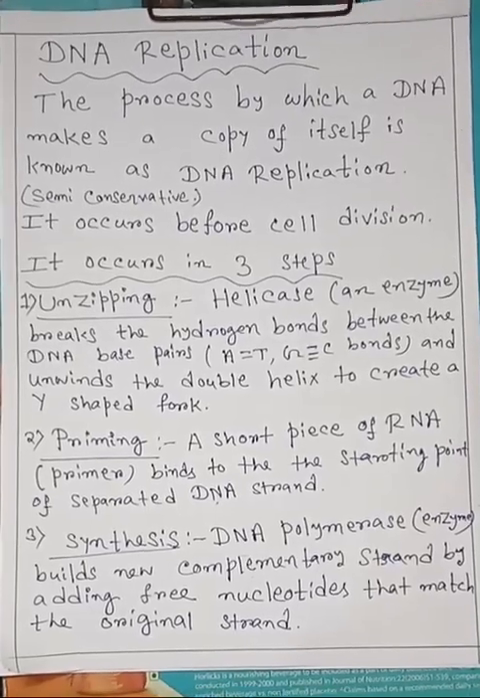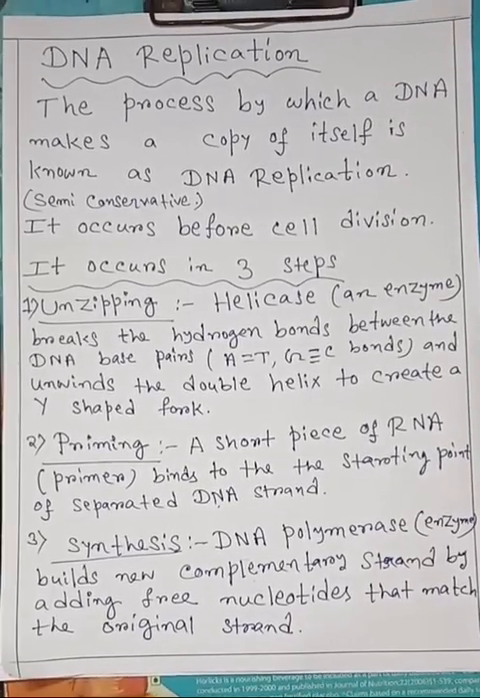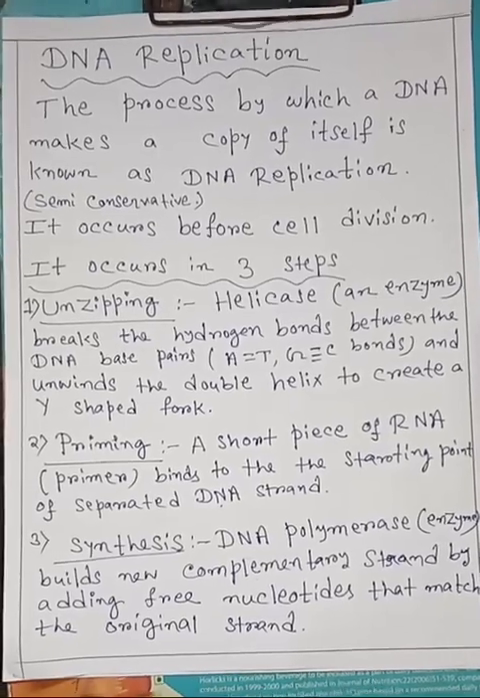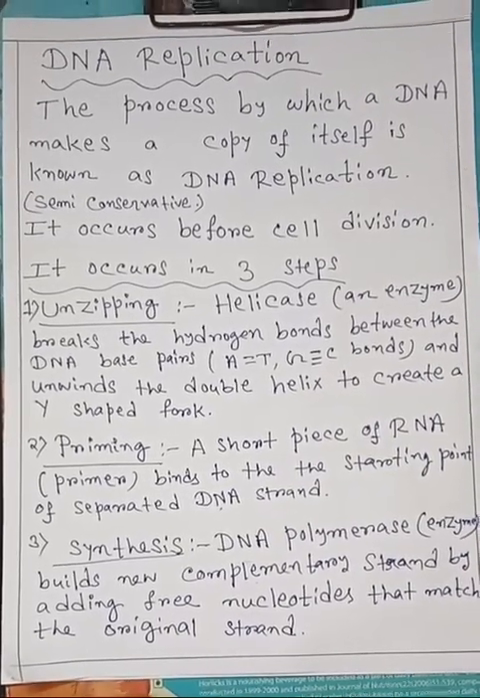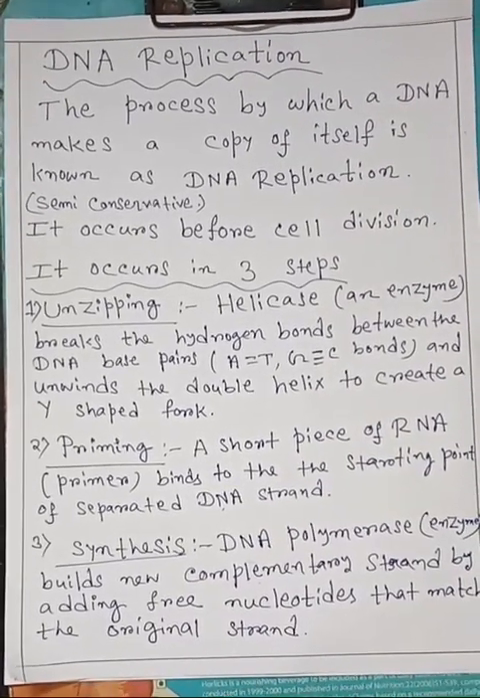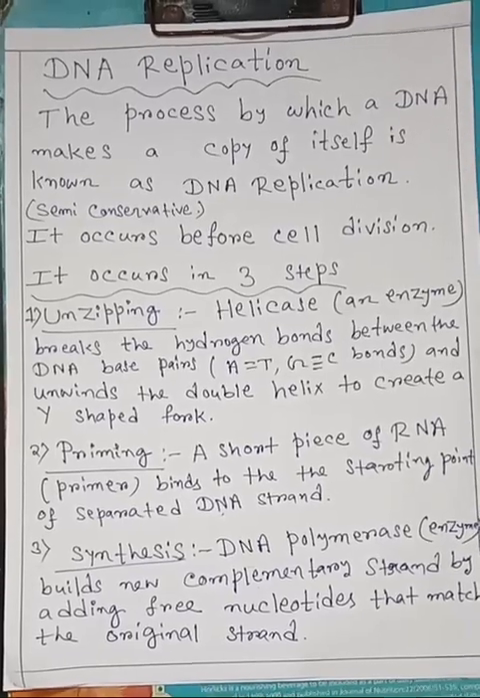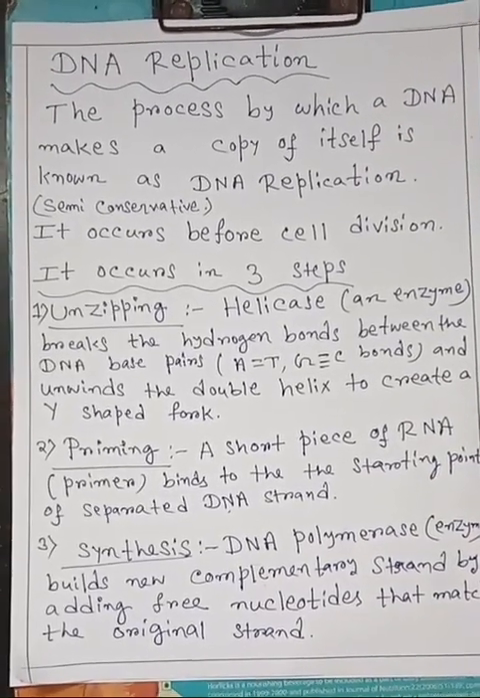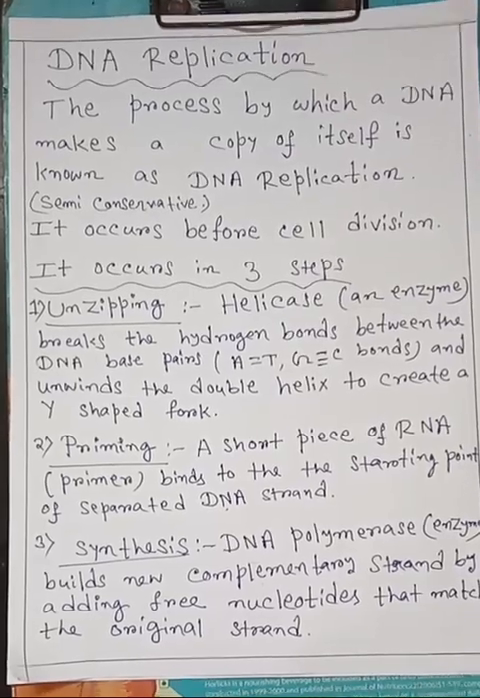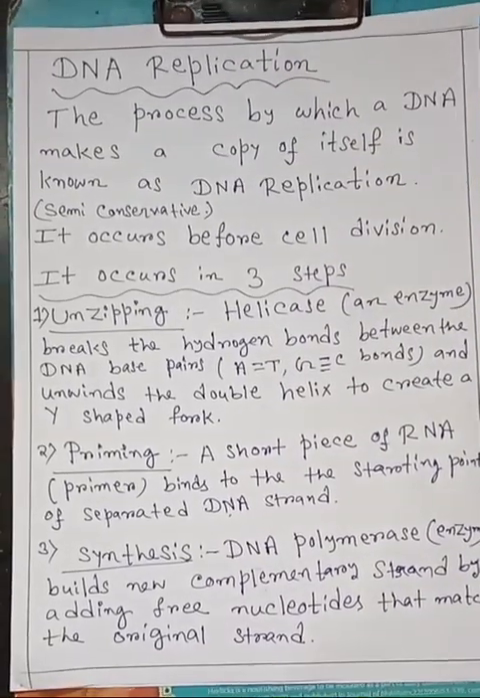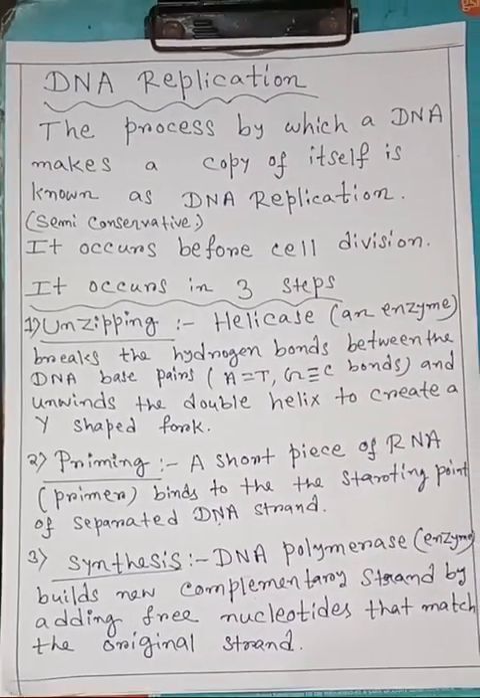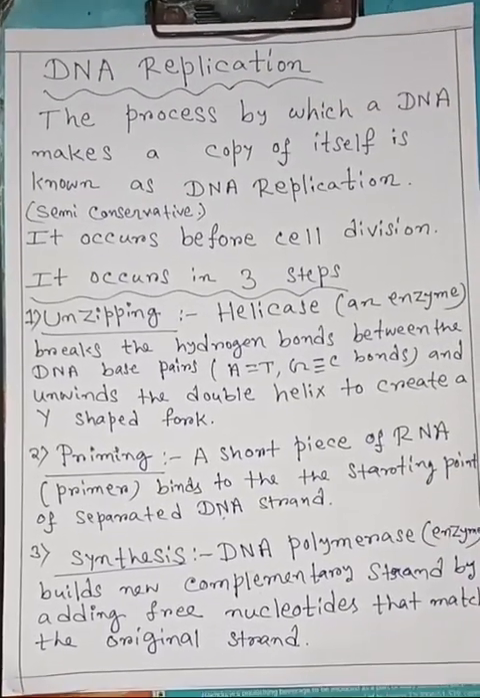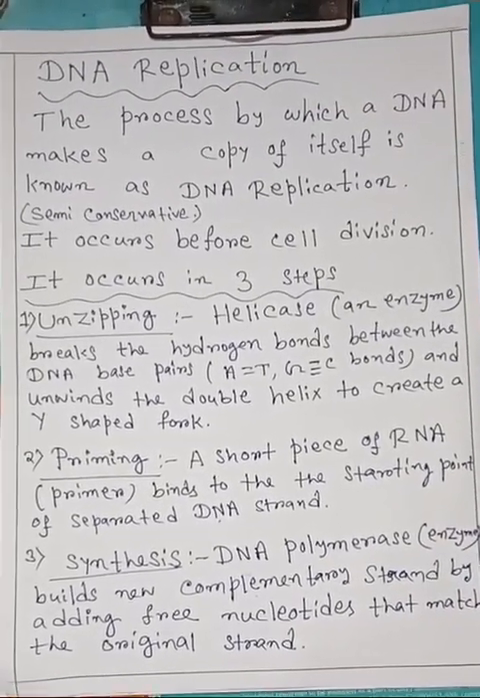The process by which a DNA makes a copy of itself is known as DNA replication. In other words, the process by which the DNA makes an exact replica of itself is called DNA replication. Exact replica means the DNA makes a copy which is almost identical. DNA replication process is semi-conservative. I'll explain in later lectures.